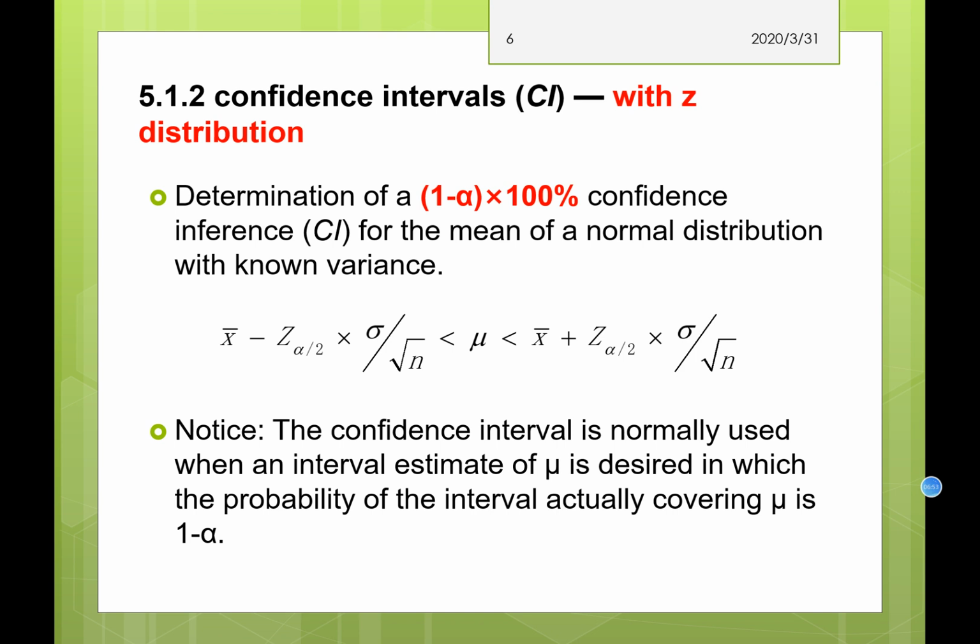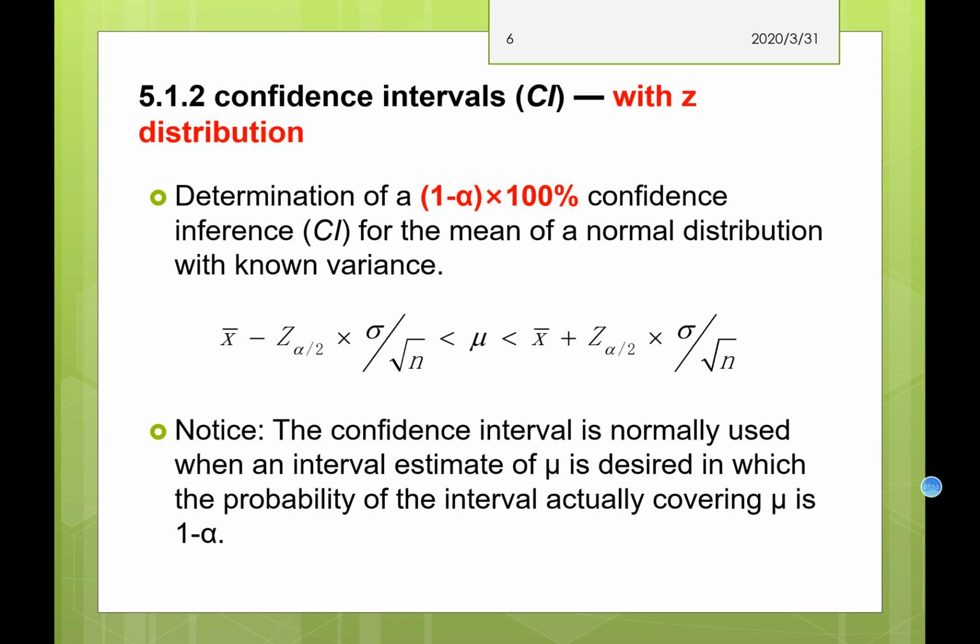And we said that the confidence interval is normally used when an interval estimate of mu is desired, in which the probability of the interval actually covering mu is 1 minus alpha. So that means the confidence interval is bounded by two numbers. The first one is the lower bound, and the second one is the upper bound. The confidence interval is the range between these two numbers. And we said that the range has a special probability to cover the population parameter, for example, the population mean. And the probability should be 1 minus alpha.